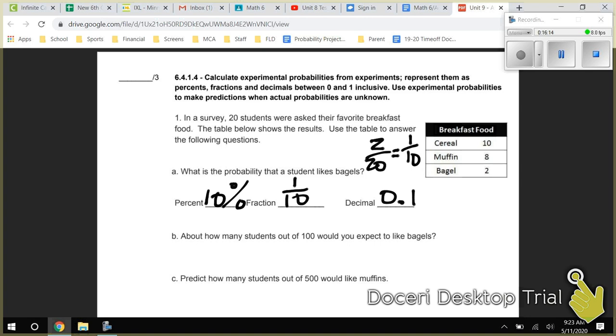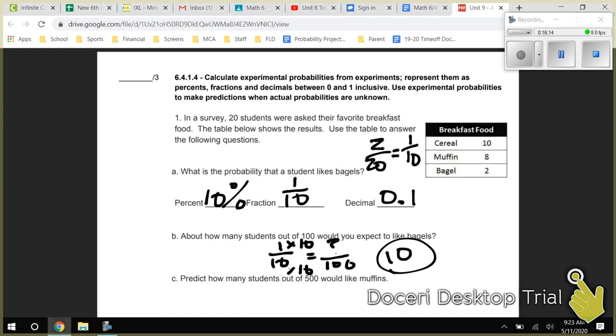It says, about how many students out of 100 would you expect to like bagels? All right, so bagels, we just said, is 1 out of 10. And now we're saying how many out of 100. So again, we multiply this by 10, multiply this by 10, and we would get 10. So about 10 students should like bagels if we asked this question to 100 people.